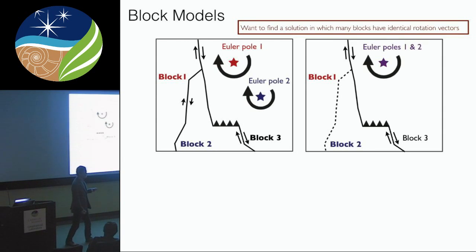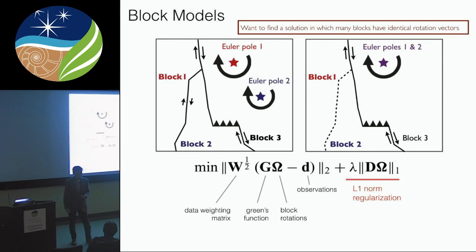So if that is the case, then block 1 and 2 will share the same rotation pole. So they are rotating about the same location, and then you can imagine this fault will have 0 motion because both 1 and 2 are moving together. So whether this is the case or that is the case will depend on how well you can explain your data given the data uncertainty.